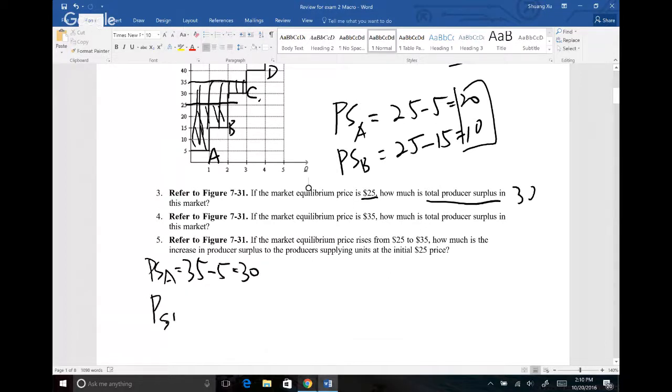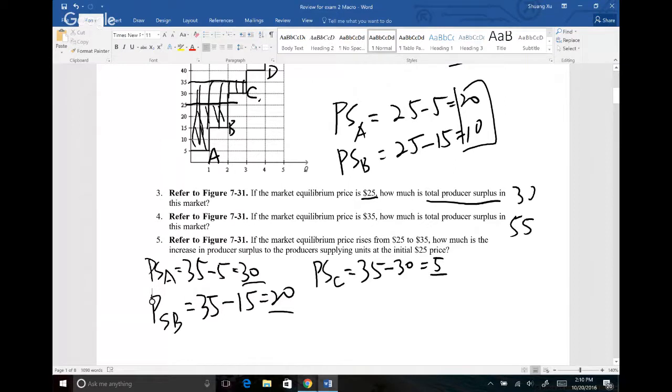And then producer B, his price is still 35. His cost is 15. So this is 20. And then for producer C, $35 minus his cost is 30. So this is $5. So add everything all together, 30 plus 20 plus 5 is 55. So 55 is the producer surplus when price is at 35. Okay, so that's how to do number 4.